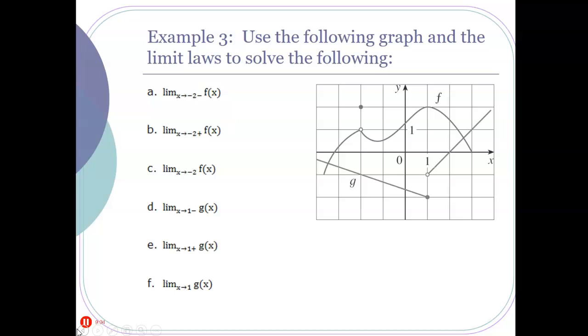F is this top function up here. So this is F. And then this graph down here is G. So F is in red and G is in yellow. So x approaches -2. So here's -2. So we're approaching -2 from the left. As I get closer and closer to -2 from the left, my limit is 1.